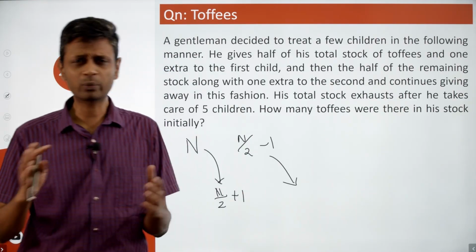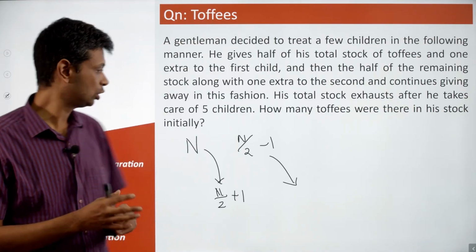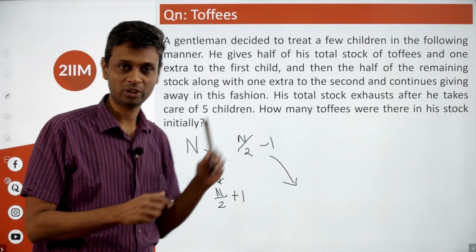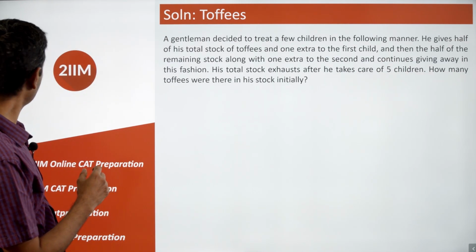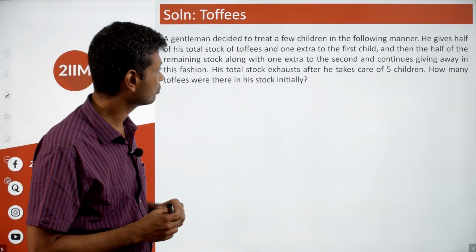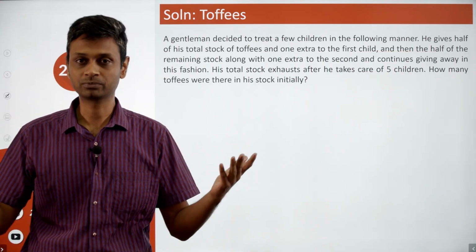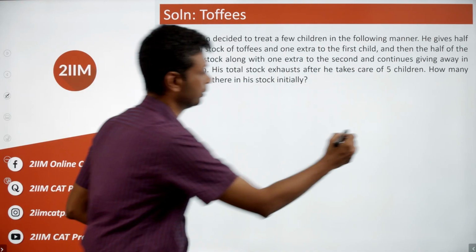Right? These kind of questions, one very simple rule, don't start from the first child till the end. Start from right to left. Right? What am I going to do? We know that the last child gets half plus 1 extra. And at that time, he runs out. And I'm going to think about the fifth kid.